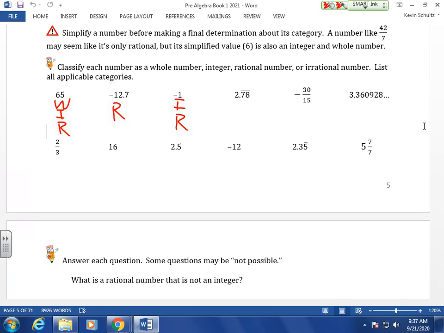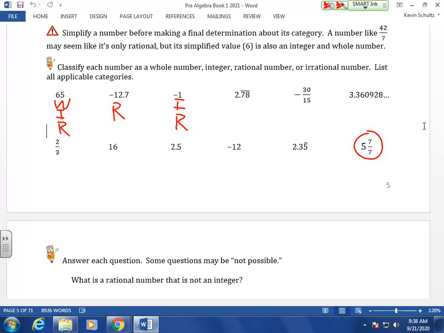So kind of a similar situation to what you had in CO1 as far as this section here, you're classifying. Okay? Are there any others here of these 12 that you want to talk about specifically? Yes. The last one, yeah, 5 and 7/7.